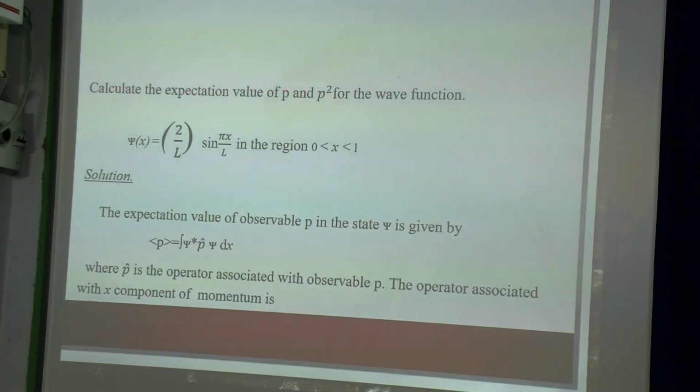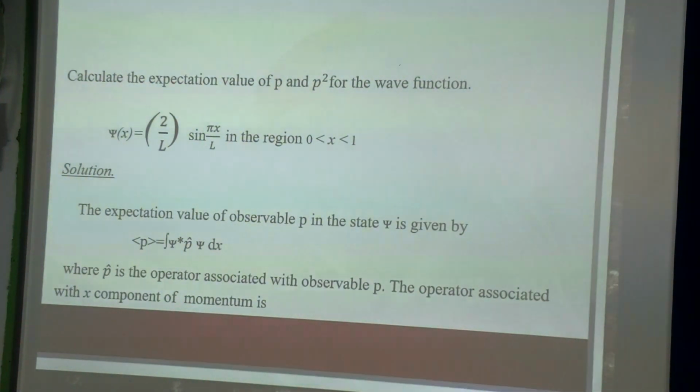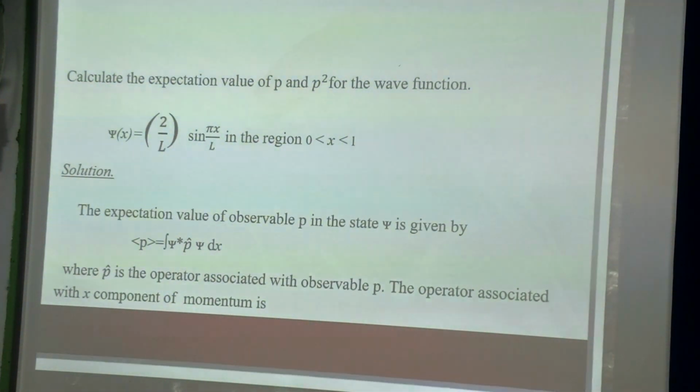For example, let us calculate for a given function psi of x equal to root 2 by L sin pi x by L, which is defined in the region x lying between 0 and L. Here it is asked to calculate p and p squared, that is momentum and the square of the momentum, using the above formula. The expectation value of the observable p in the state psi is given by p equal to integral psi star p psi dx, where p is the operator associated with the observable P.